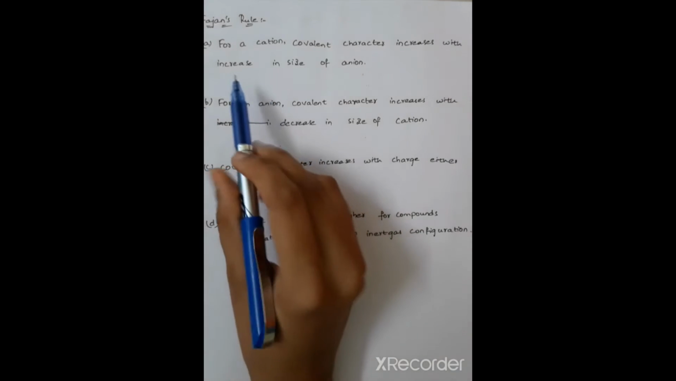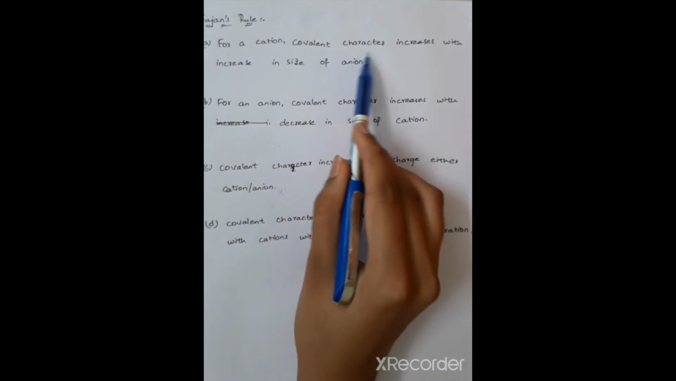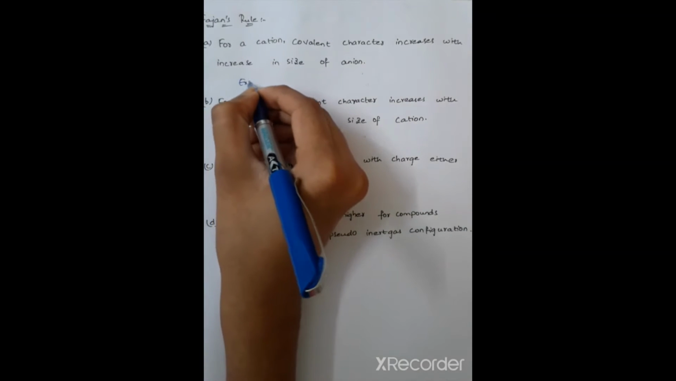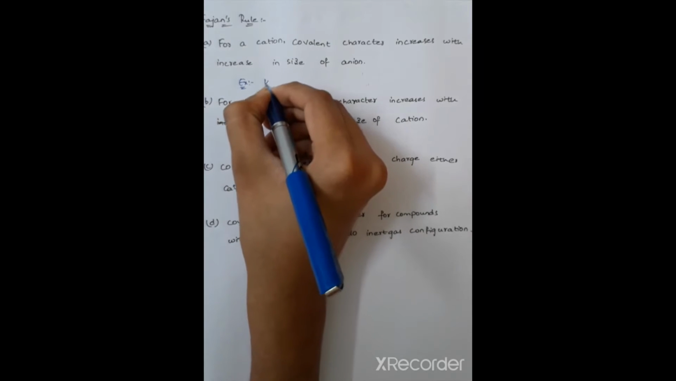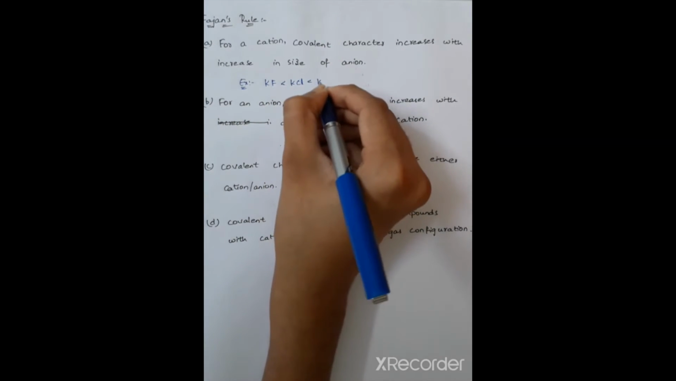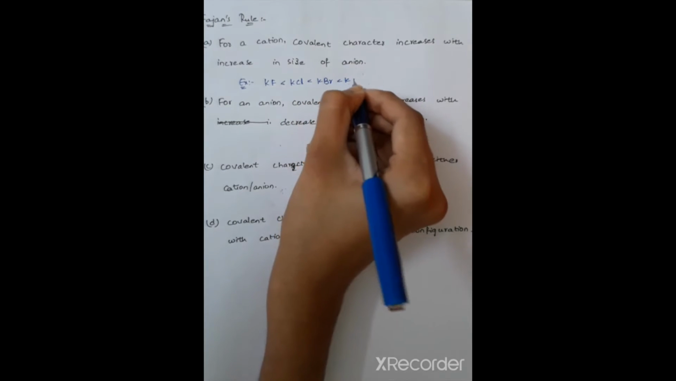Now let's discuss Fajan's rule. He proposed some rules about covalent character. The first one is, for a cation, covalent character increases with increase in size of the anion. Example, KF is less than KCl less than KBr less than KI.